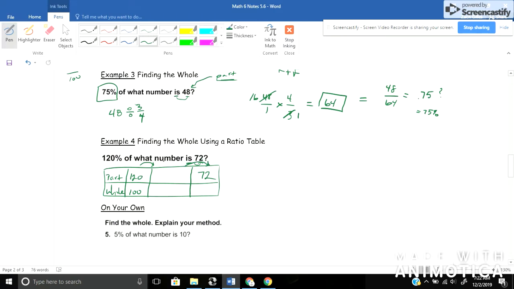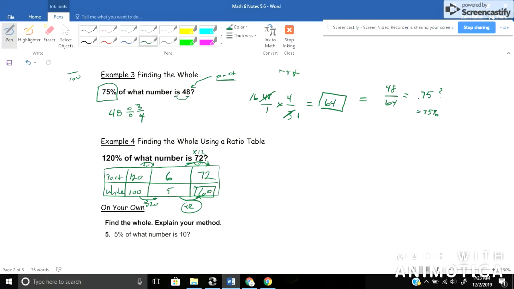I'm going to try 6. I think 6 works for both. I could go from 120 to 6 by dividing by 20. Divide by 20. So I'll divide by 20 down here, which would give me 5. And then can I go from 6 to 72? Yeah, that'd just be multiplying by 12. So multiply by 12 in my denominator as well. 5 times 12 would give me a total of 60. Okay, so 120% of 60 is 72.